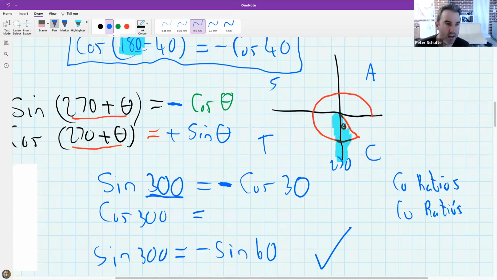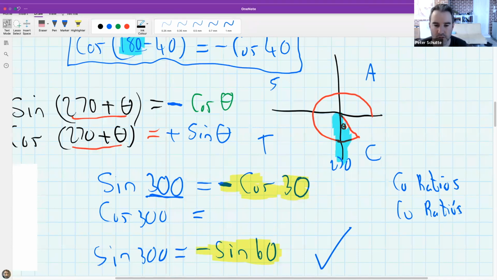And you can check on your calculator. In fact, everyone, I want you to check that minus cos 30 is exactly the same value as minus sine 60. And give me a thumbs up if that works.